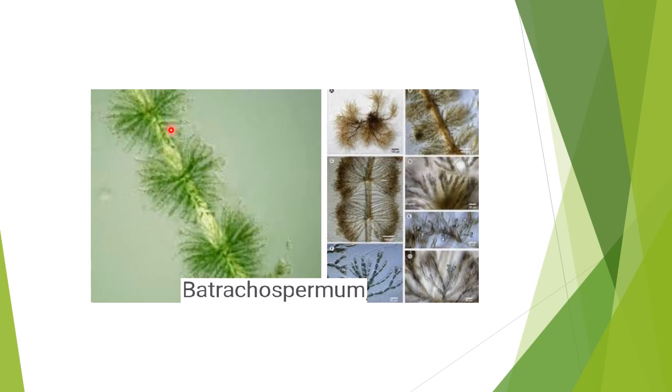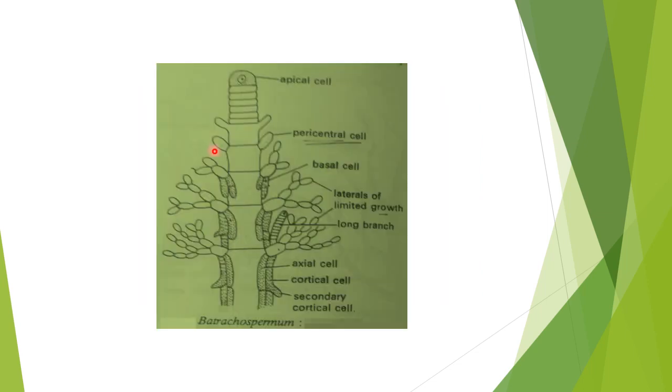Batrachospermum appears like this, which has branches of limited growth, branches of unlimited growth, and the main thallus appears like this. When you see the thallus, you find as if a number of cells are there. It seems multicellular, and this whole structure is called the glomerule. We'll discuss it when we discuss the genus, but externally it appears like beads of thread, just like beads. This is one bead, and these are called glomerules, and it is a macroscopic type of algae. And you see how the growth is taking place.